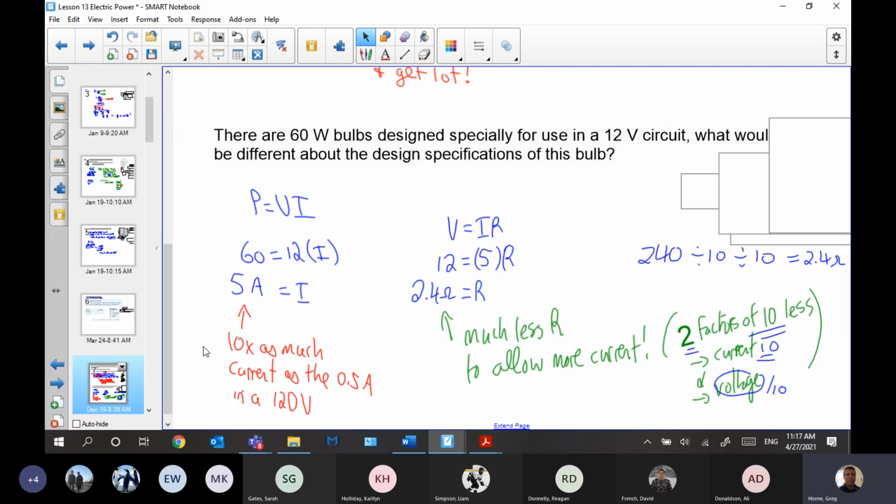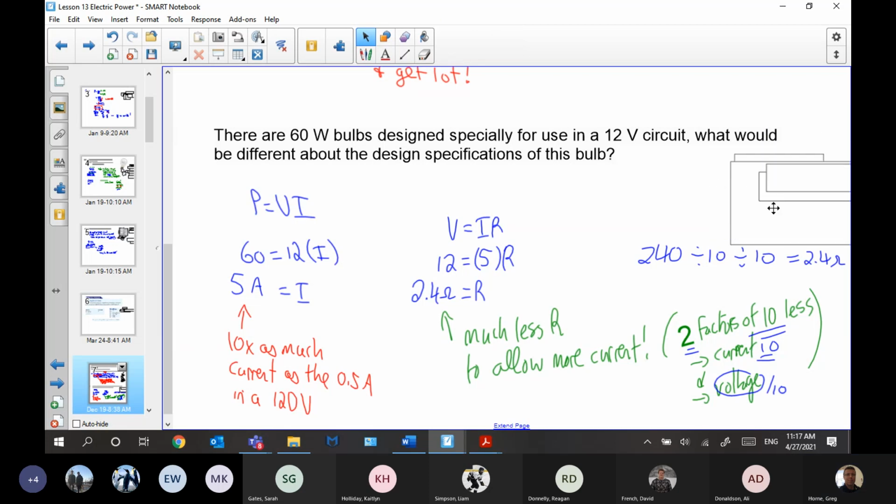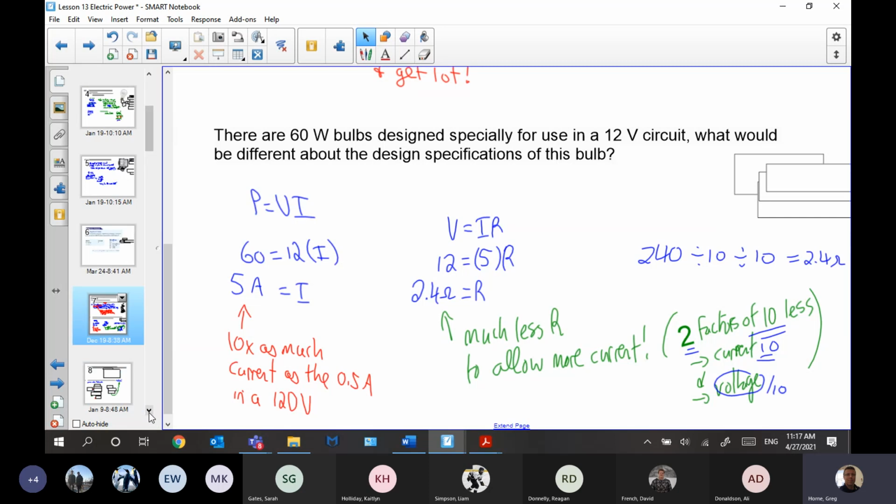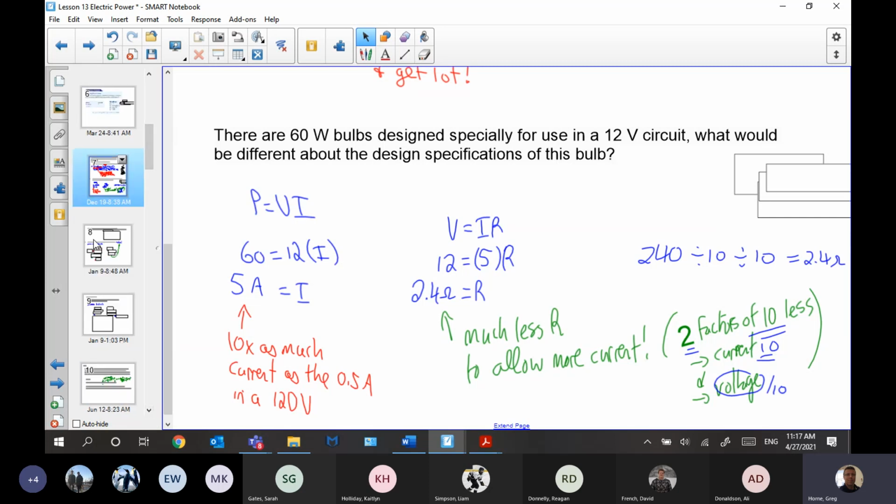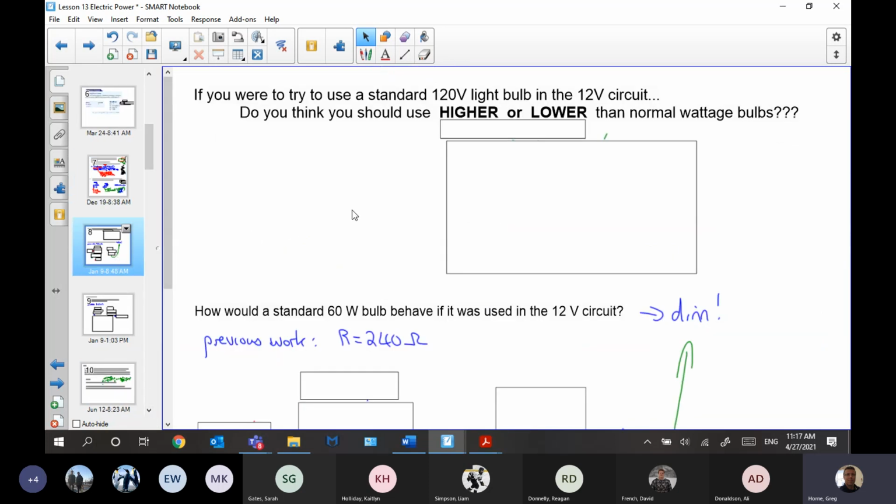So 10 times less voltage, it should be saying, right? And then, anyways, does that make sense? All right, so we'll do that a couple more times here to get the hang of it. What do I have here?